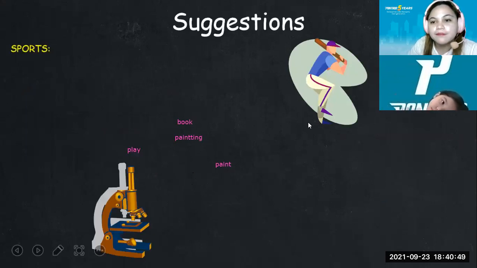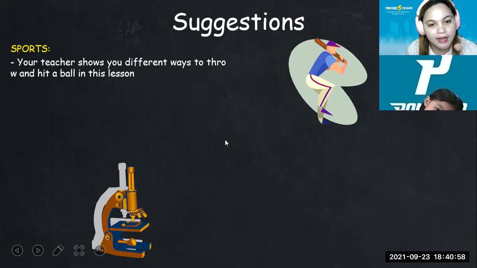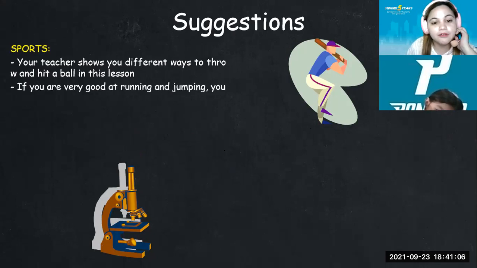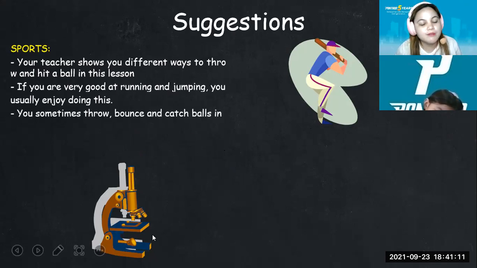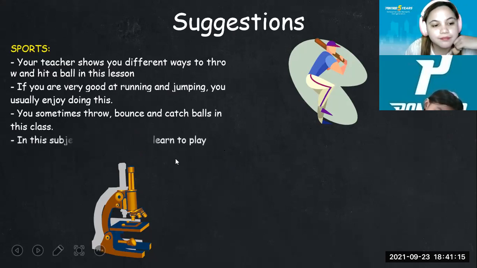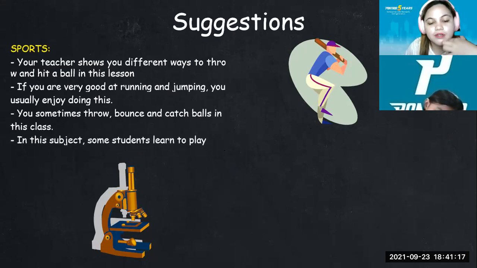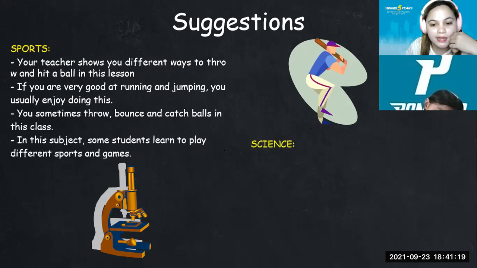That's correct. Okay, so now let's go to sports. These are some example sentences. In sports, your teacher shows you different ways to throw and hit the ball in this lesson. If you're very good at running and jumping, you usually enjoy doing this. You sometimes throw, bounce, and catch balls in this class. In this subject, some students learn to play different sports and games.